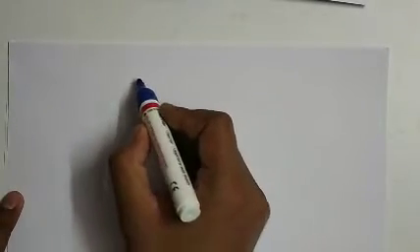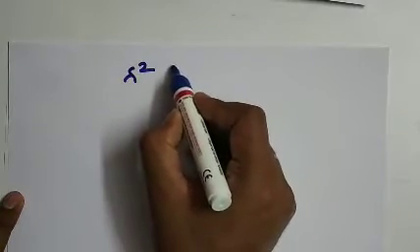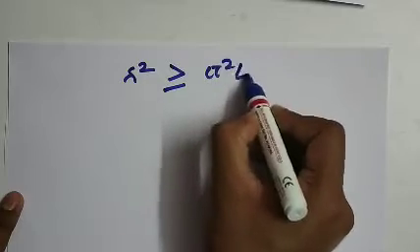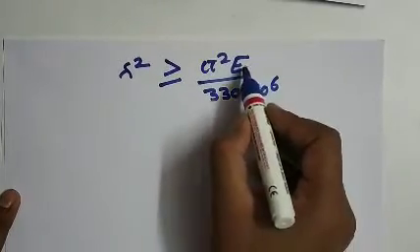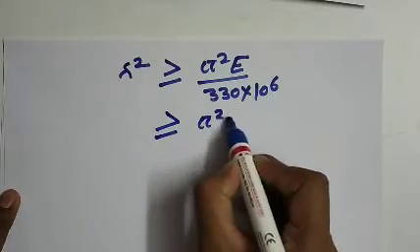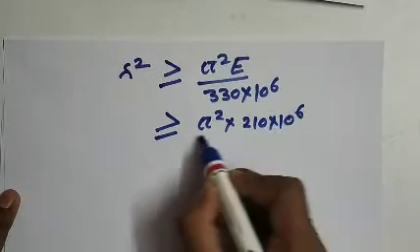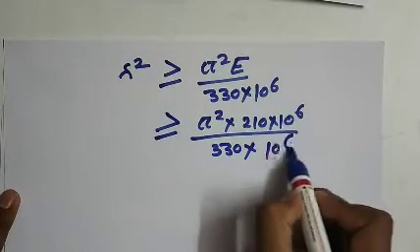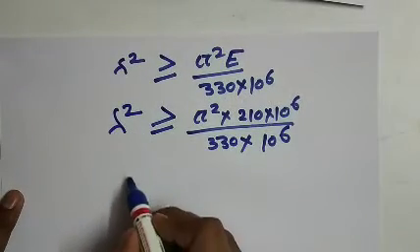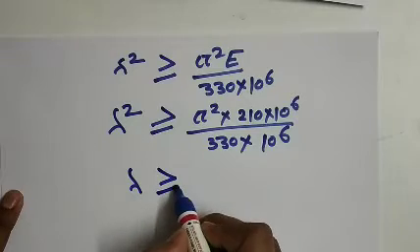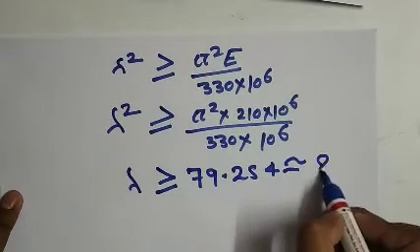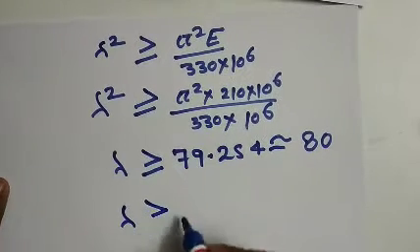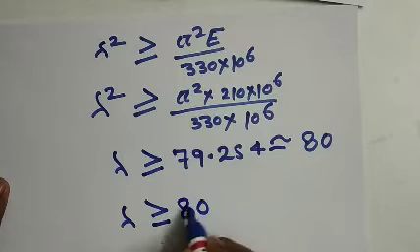Now if we simplify this expression, lambda square will be greater than or equal to pi square E upon 330 into 10 to the power 6. Put the value of E here: pi square into 210 into 10 to the power 6, upon 330 into 10 to the power 6. This is our lambda square. So when we simplify it, lambda will come to 79.254, which approximately is considered as 80. So we see that lambda will be greater than or equal to 80.